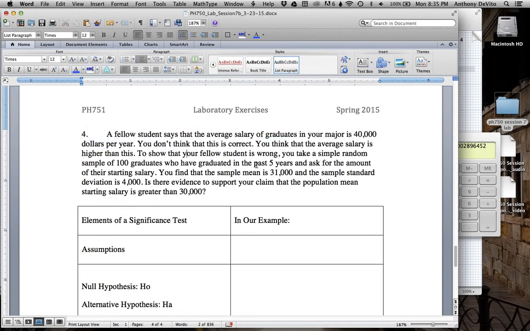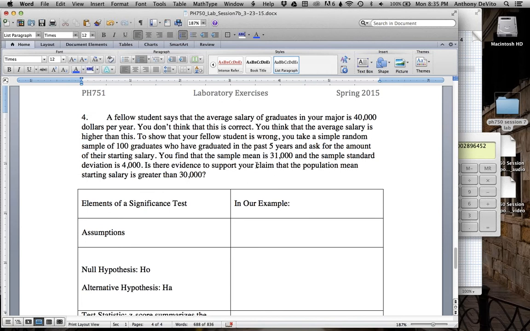A fellow student says that the average salary of graduates in your major is $40,000 per year. You don't think that's correct. You think the average salary is higher. And to show, I'm going to say different. I'm not going to say higher. There's a reason why I'm saying different, not higher, because that's a one-sided test. Almost 90% of the time, 95% of the time, we're going to be doing two-sided tests.